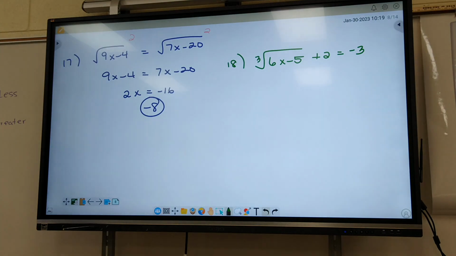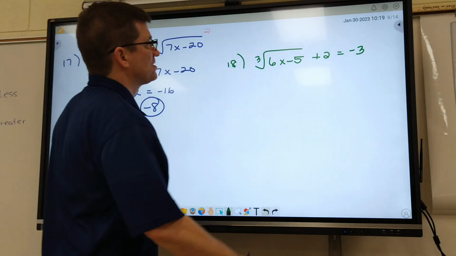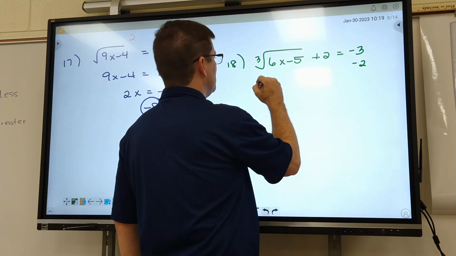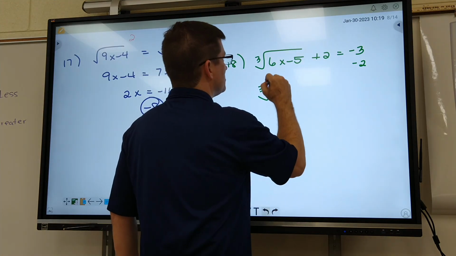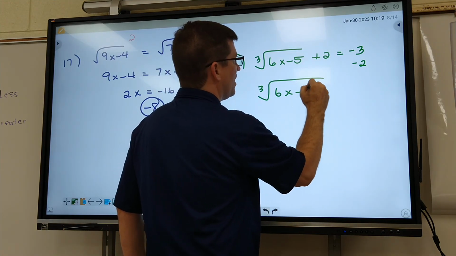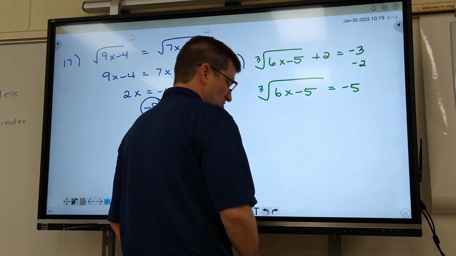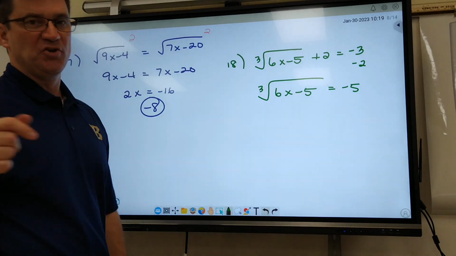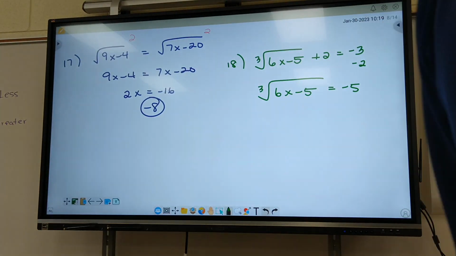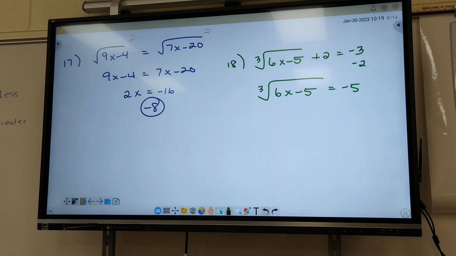All right, Matthew, number 18's got something we got to fix before I can work it out. What's wrong with it? Got to move the positive 2 over, make it a negative 2. All right. So I got 6x minus 5 equals negative 5. Okay, y'all should be able to do it from here. Cube both sides and get an answer. Is this one going to be a fraction or just an integer?